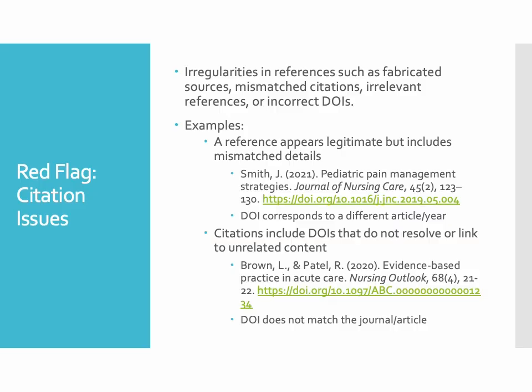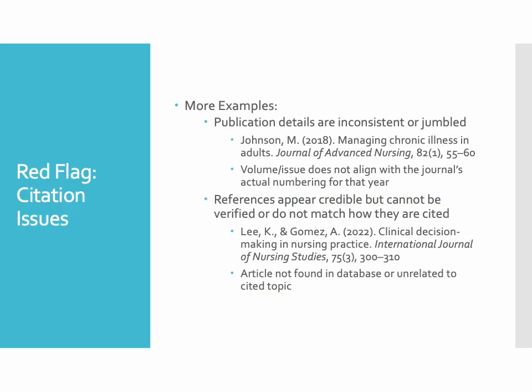Reference and citation issues are a very common red flag for AI generation. Irregularities such as journals that don't exist, groupings of authors that have not published together, inaccurate information, and incorrect DOIs can all be red flags for AI generation. Here are several examples. And these are just a few more examples for your consideration.